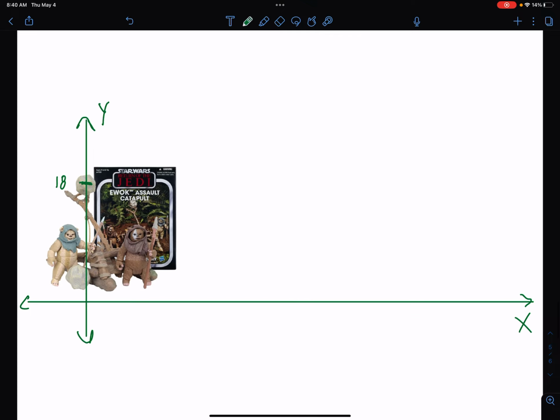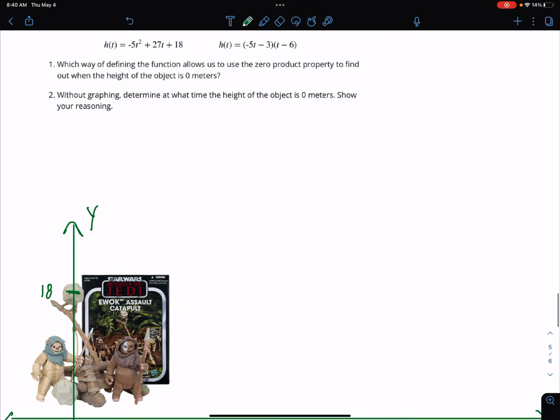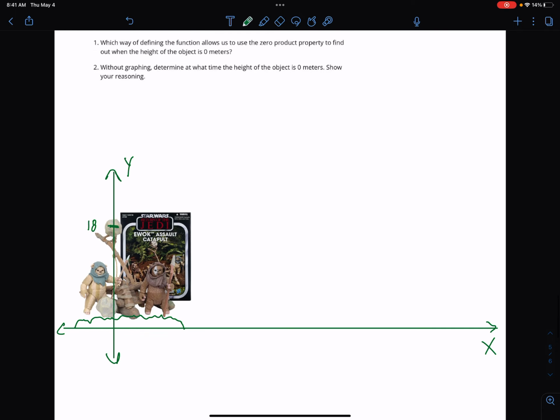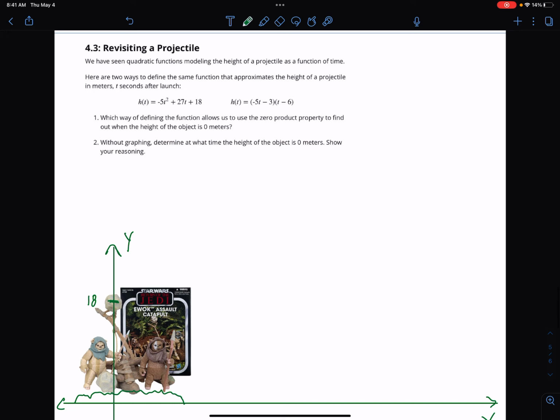All right. So it's not really to scale for this example. Maybe they're on a little hillside, right? We know the Ewoks are pretty short. So maybe they're on a cluster of rocks down here. And that's what made the height of that projectile be 18 feet when it was fired at 0 seconds. So there's my vertical intercept. Let's drop that right here.